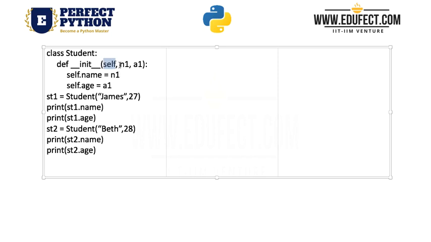And in this case, how many parameters are we passing? We are giving two parameters, n1 and a1. And then what are we doing within this constructor? We are saying self.name is equal to n1. So we are saying the attribute named name in this object or in itself will get the value n1, and the attribute named age in this self or in this object will get the value a1.